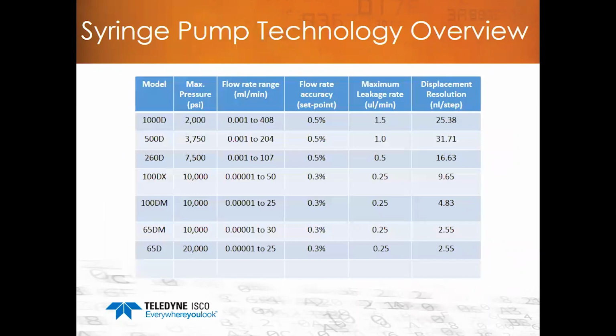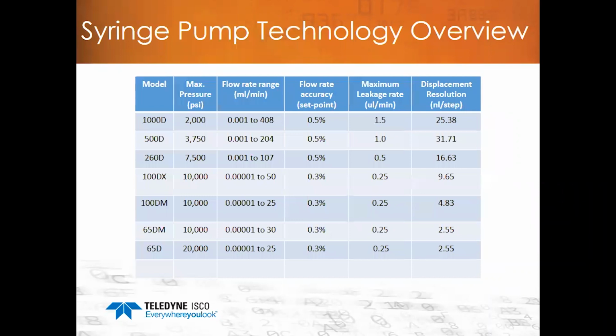This chart shows most of the common pumps with a 1000D on the top row and a 65D on the lower. The 1000D has the largest volume in this chart at 1 liter, and the 65D or the 65DM is the smallest. Pumps are chosen first by the flow rate and pressure. However, for best flow performance, the smallest pump that meets the basic requirements is the best one to choose.